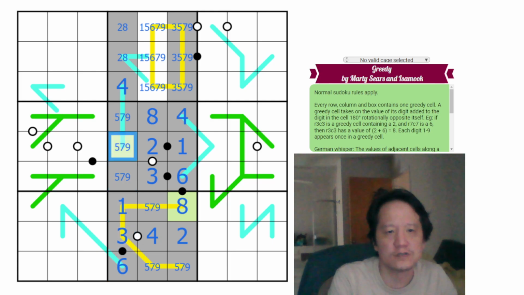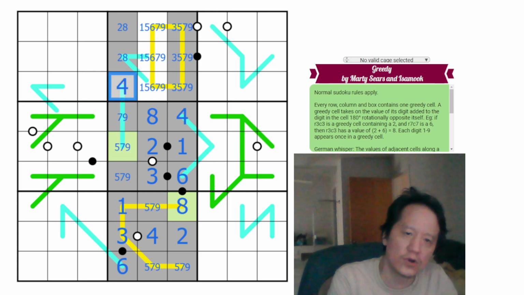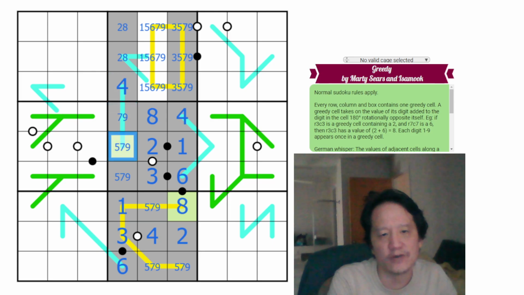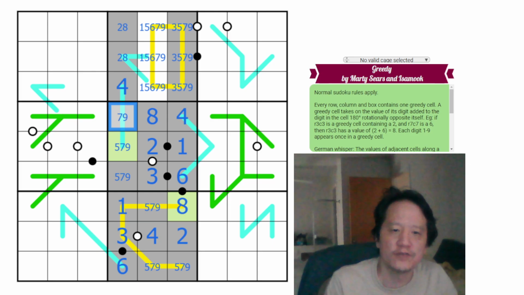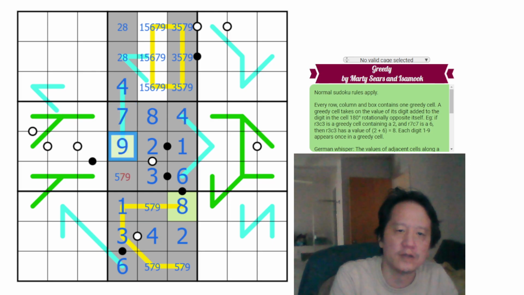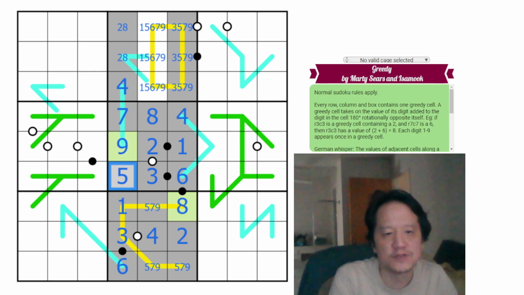This is 6, 4, 5. Okay, so this cannot be 5. If this was 4, it could be 7 and 9. Can it be 4, 9? It can't be 4, 9 because it wouldn't have to be 4 again. So this has to be 4, 7, and 9. And then 9 adds with 1. So this is 5.